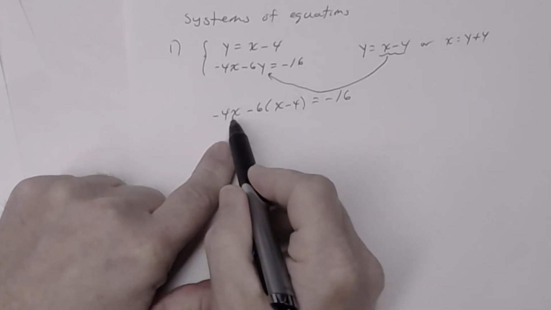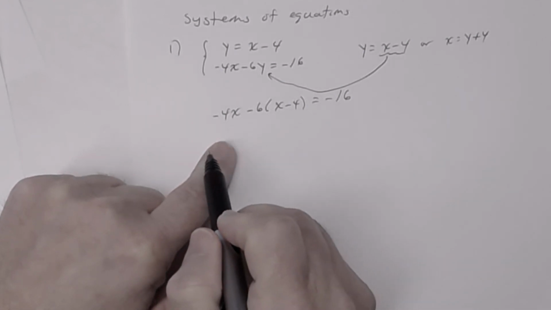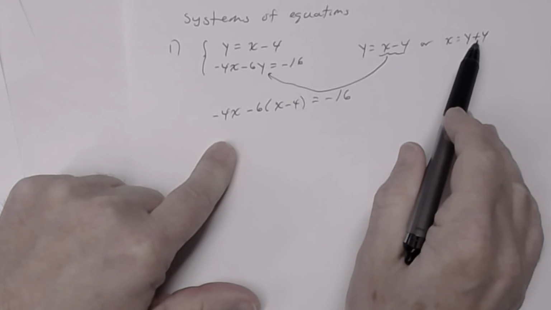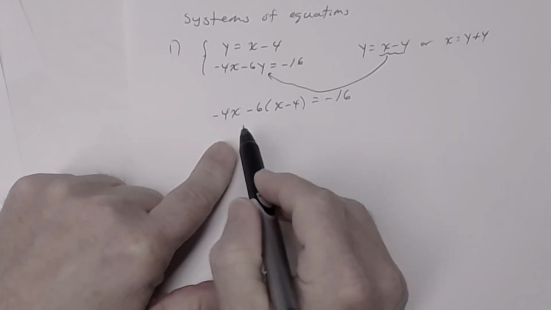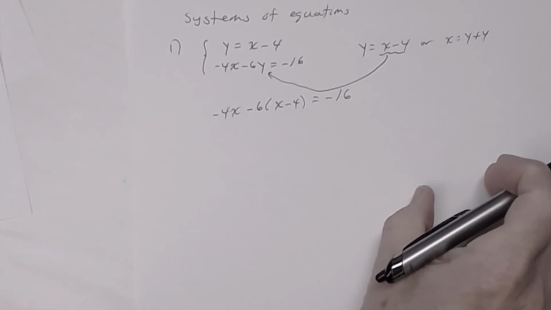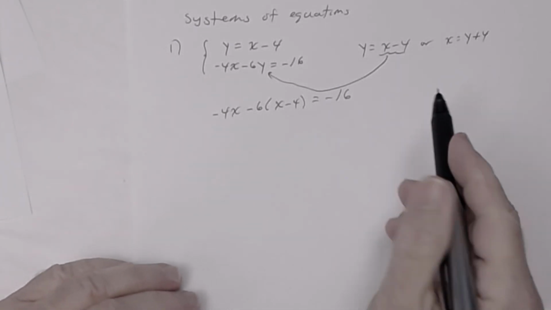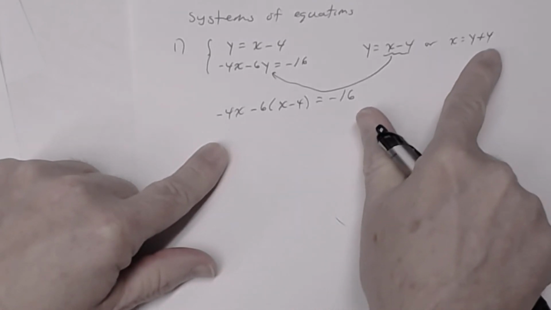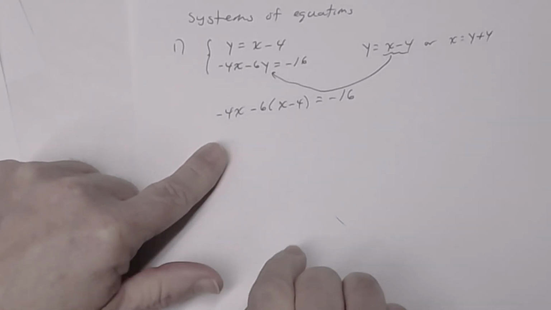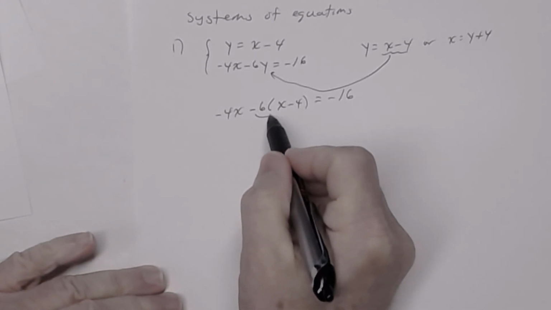Notice that the only variable you see in this case is x. If you had used the other one, the only variable you would see would be y. But your final answer, your ordered pair, would still be the same. In this case you're solving for x first, and if you use the other one, you're solving for y first. So go ahead and use the distributive property.